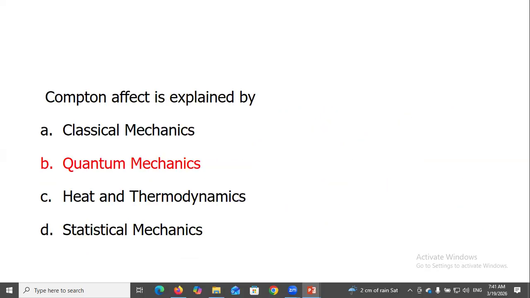Compton effect is explained by classical mechanics, quantum mechanics, heat and thermodynamics, statistical mechanics. Correct option is option B, quantum mechanics.